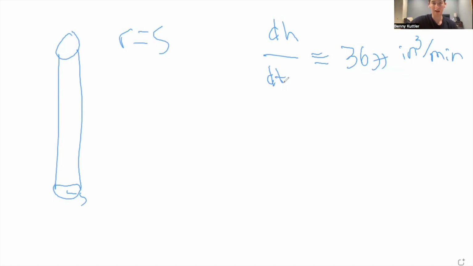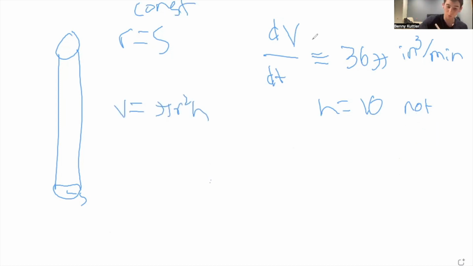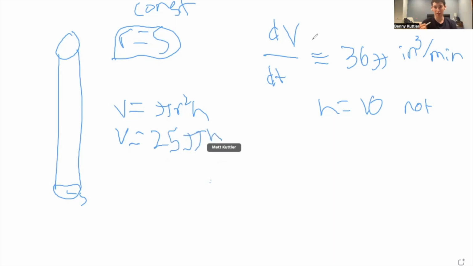So now we're asked to find how fast is the height changing when h equals 10. And we have to remember that this h right here is not constant. And this is constant. We know that r is constant. So before we take any derivatives, we have to remember that r does not change in a cylinder. So we plug that in before we take a derivative. So we have v equals 5 squared, r is 5, and 5 squared is 25. So 25 pi h.